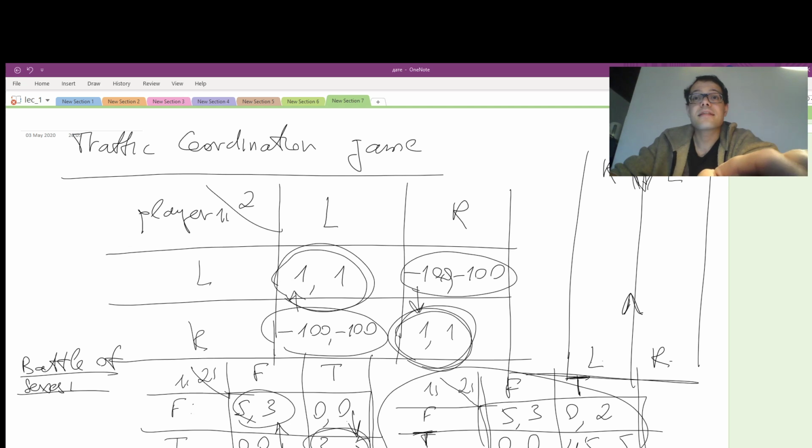Okay, and I think that we are done with examples for now. We have seen, or will see, depending on which group you are in, more examples in the tutorial. And now we're going to the next way of modeling games, which is called the extensive form.